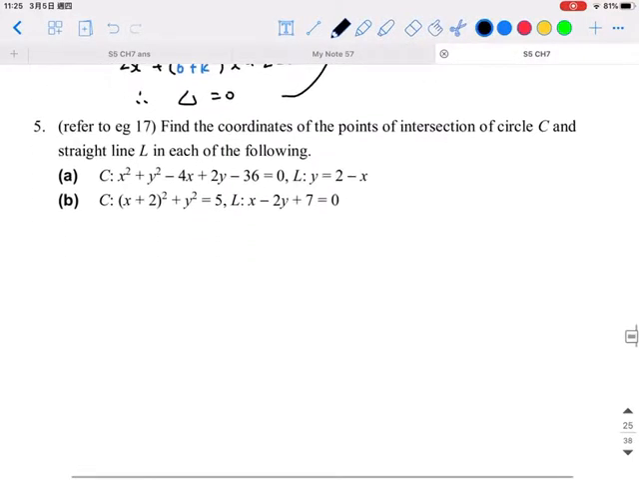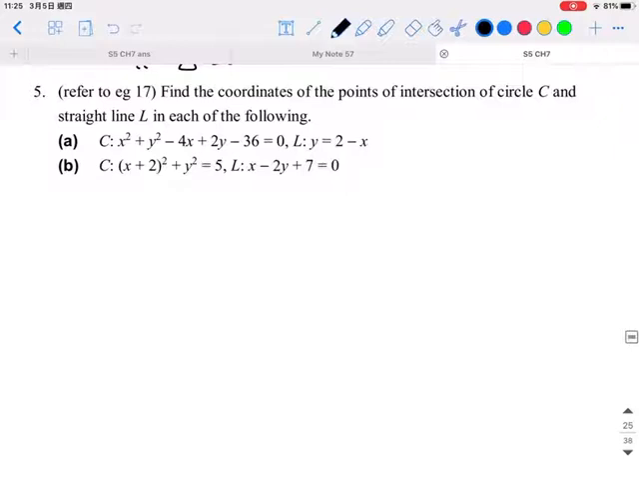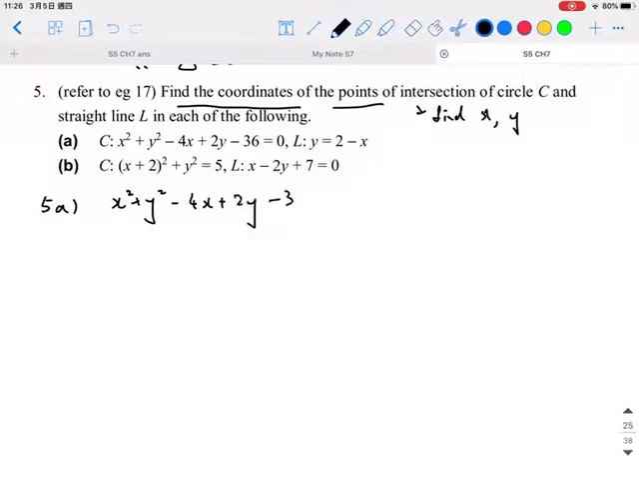And for question number 5, this is another type of question: find the coordinates of the point. So you need to find x and y. Okay, so in each of the following, the first one I just demonstrate, 5a. It's x squared plus y squared minus 4x plus 2y minus 36 equal to 0, which is equation 1, and y equal to 2 minus x is equation 2. So I just solve these 2 equations.